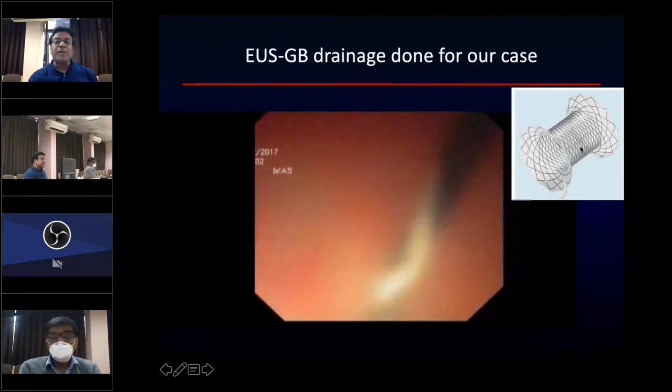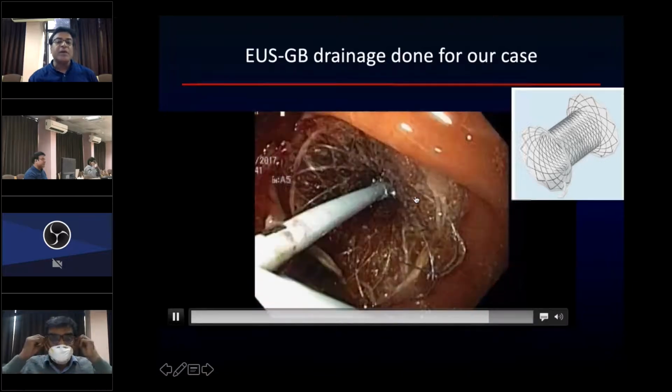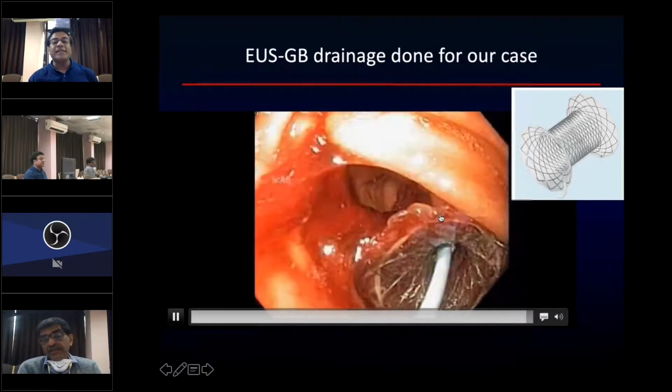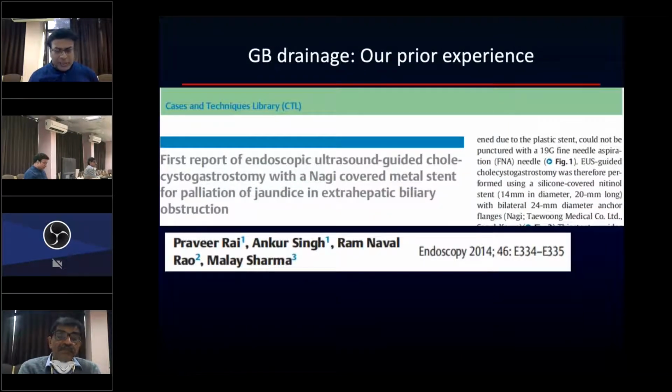This is 14 millimeter in diameter, length is 2 to 3 centimeter. In this particular case, we used a 2 centimeter length stent, and we deployed a plastic stent across it just to ensure that this stent does not migrate. This is the pylorus, this is the stomach, and this is the puncture that we have done through which we have drained the gallbladder. So earlier also we have published a case.